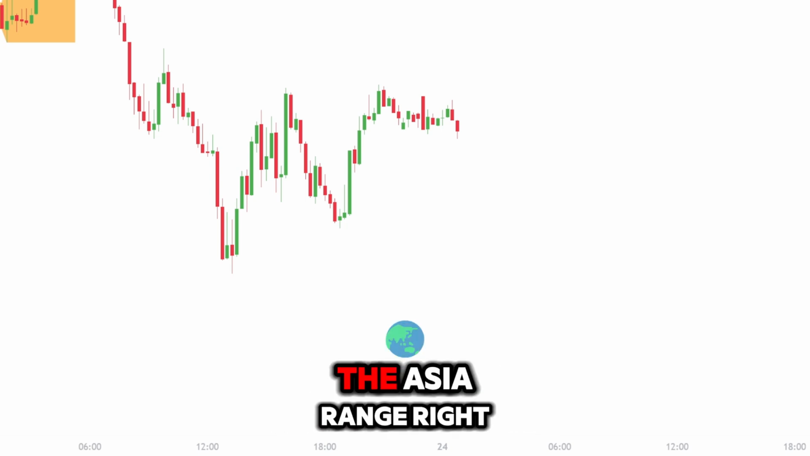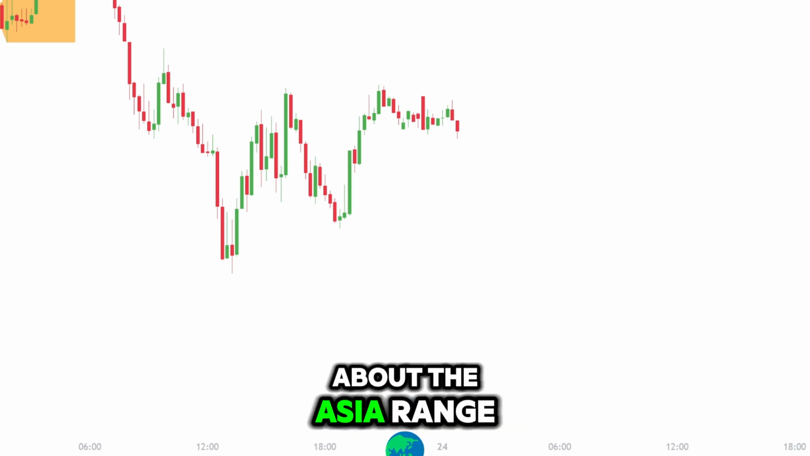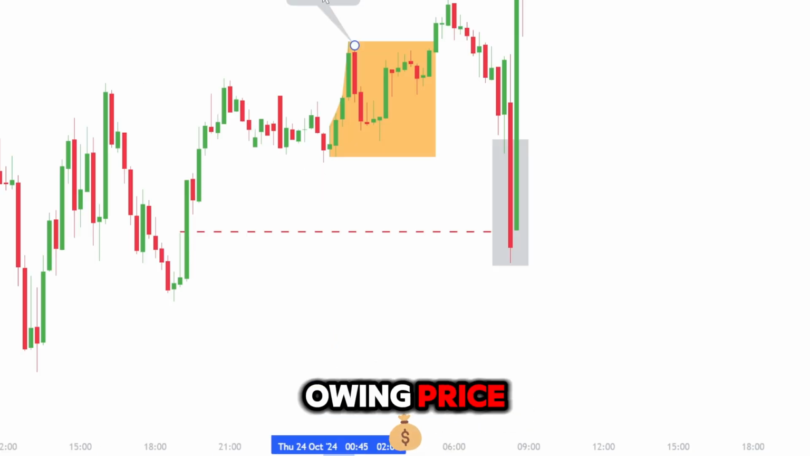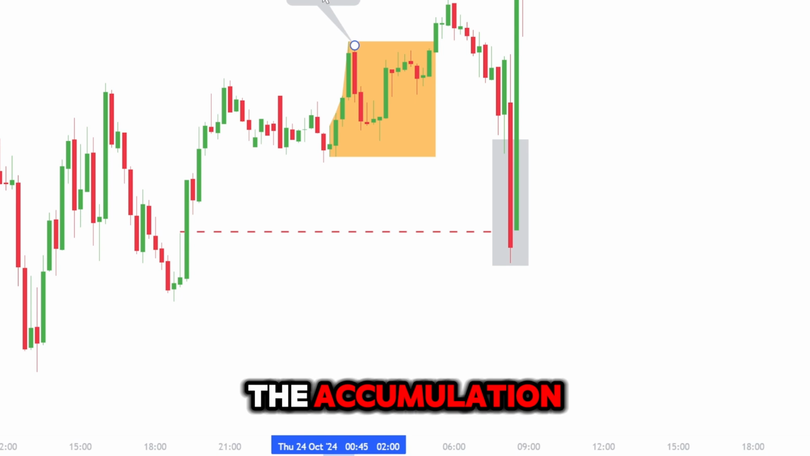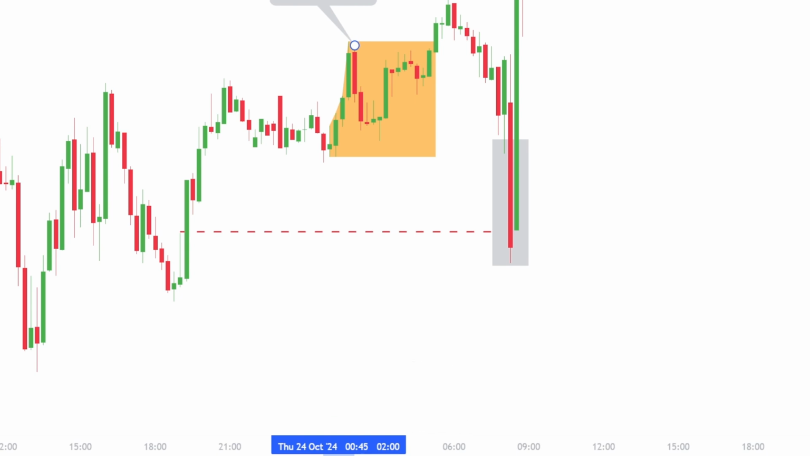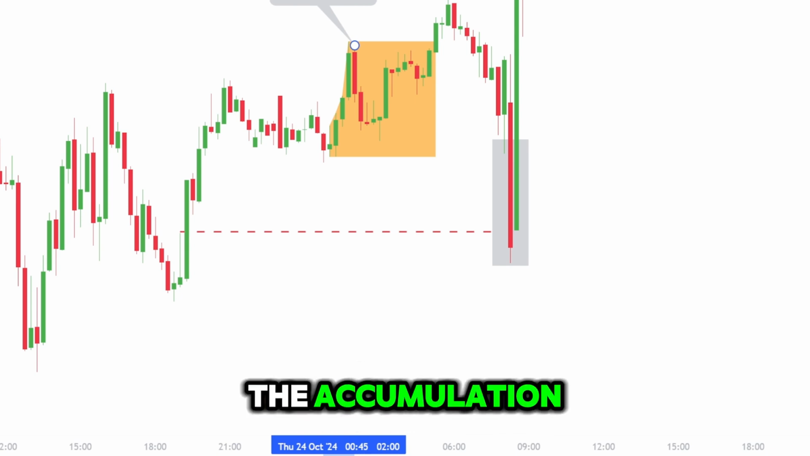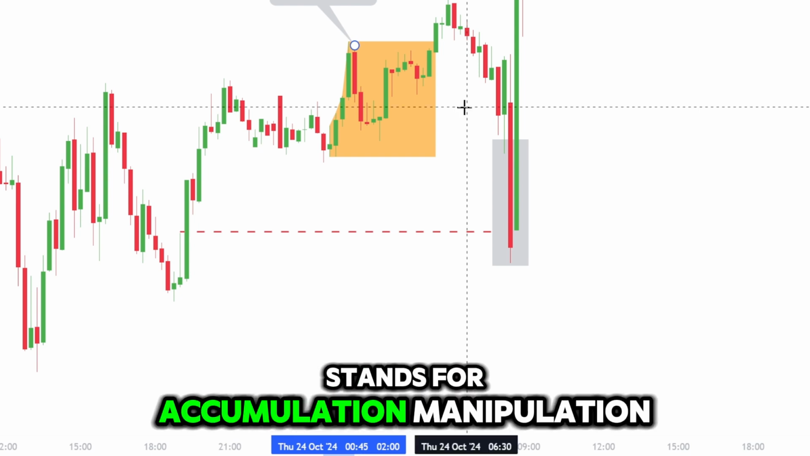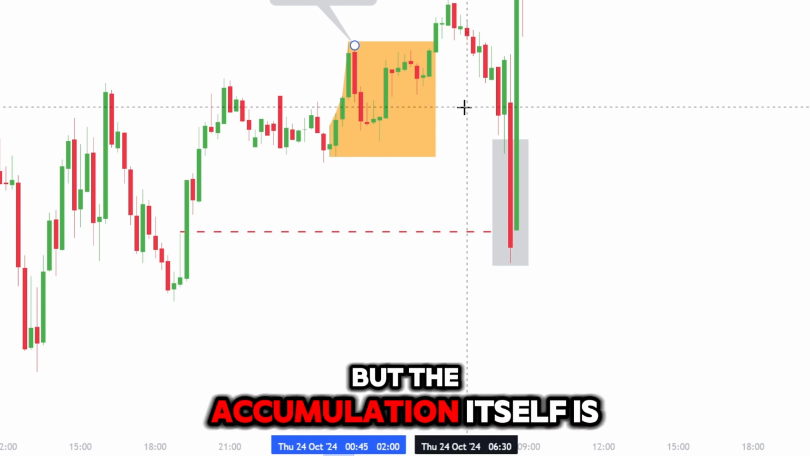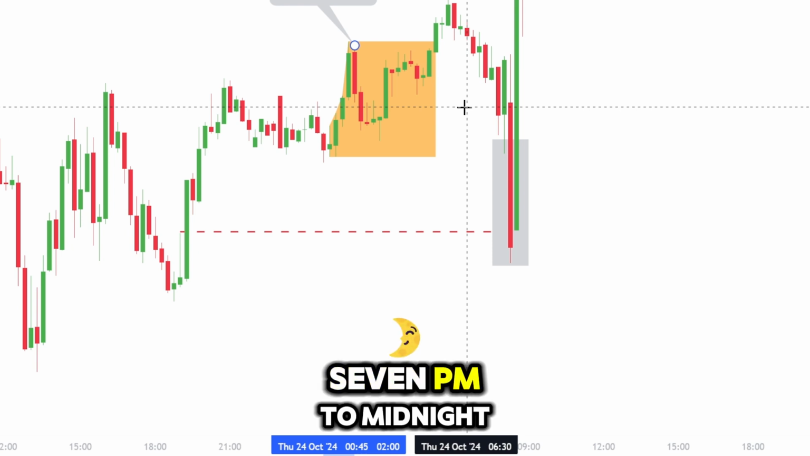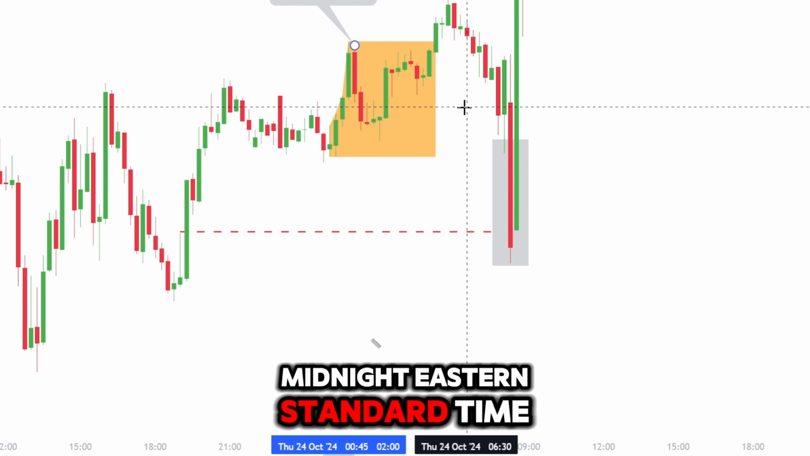Now, when we use the Asia range, I often get questions about the Asia range as well as the weekly opening price. The Asia range is essentially the accumulation. This is the A in the AMD. AMD stands for accumulation, manipulation, and distribution. But the accumulation itself is 7 p.m. to midnight Eastern Standard Time.